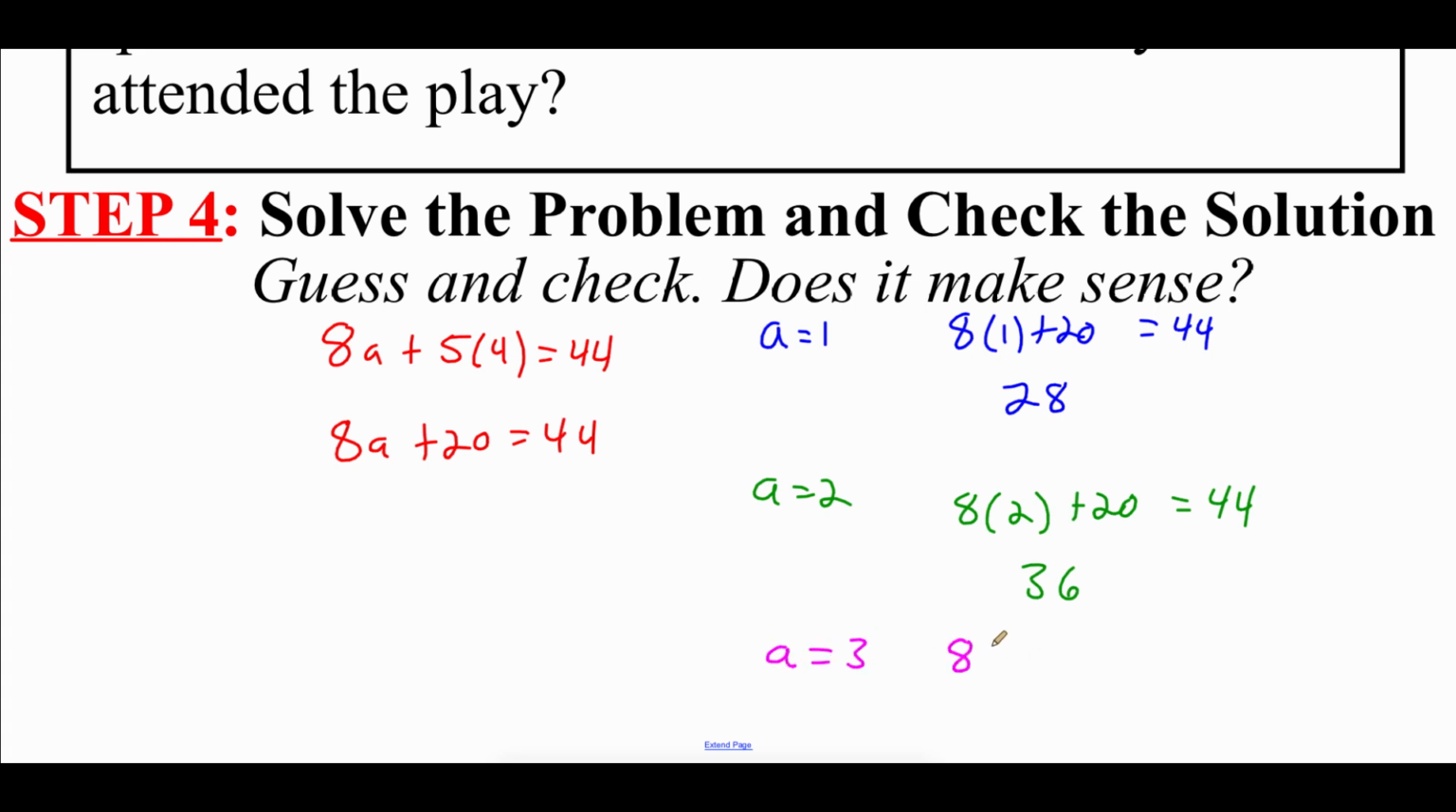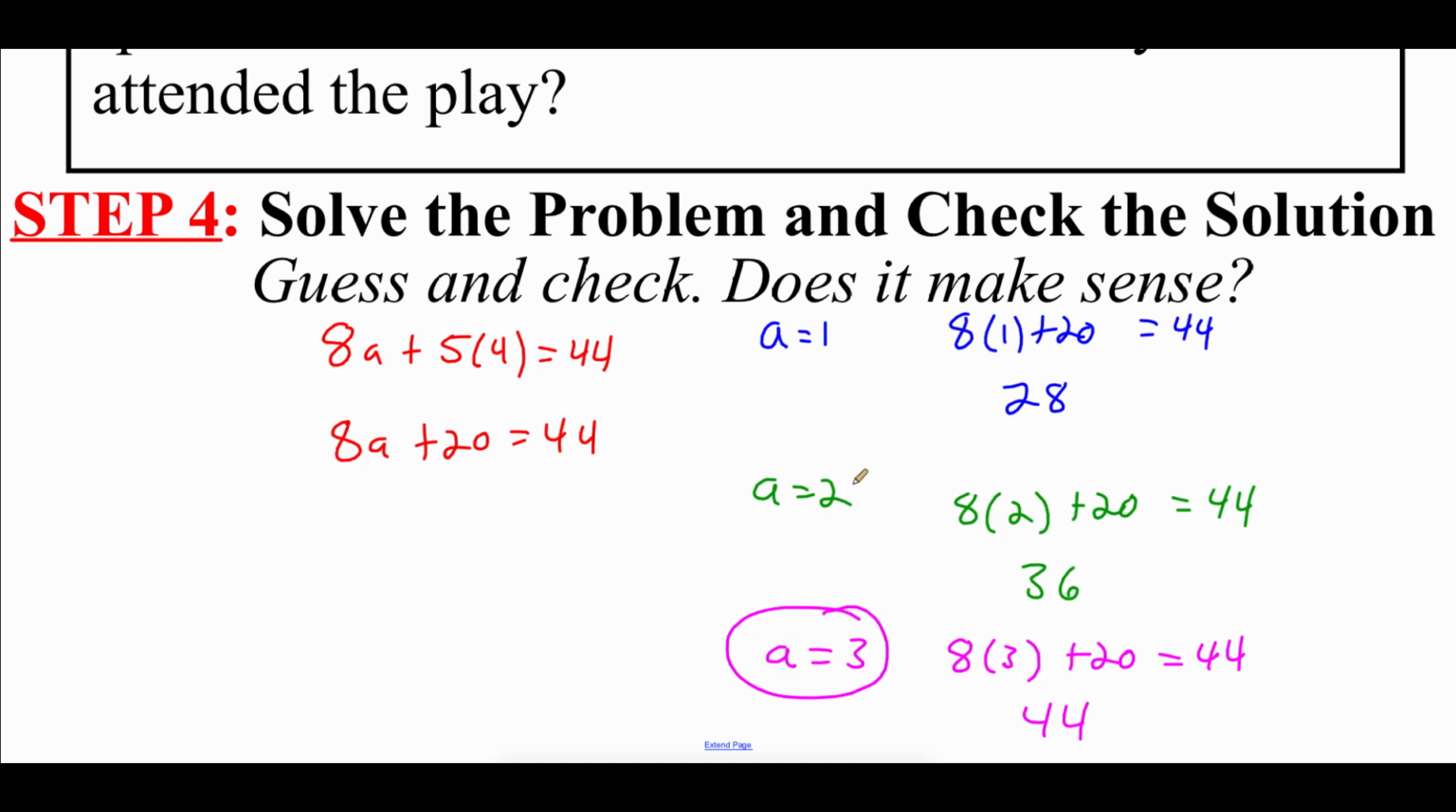So if I take 8 times 3 plus 20, I'm hoping that's going to give me 44. 8 times 3 should give us 24, and if I add 24 to 20, I get 44. So an a value of 3 worked there.